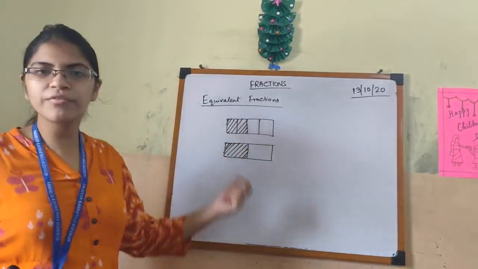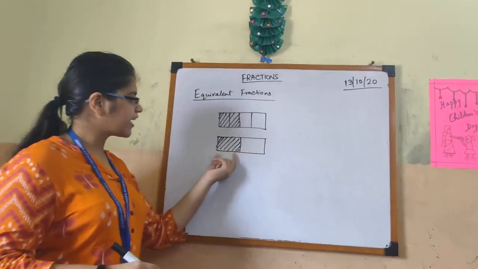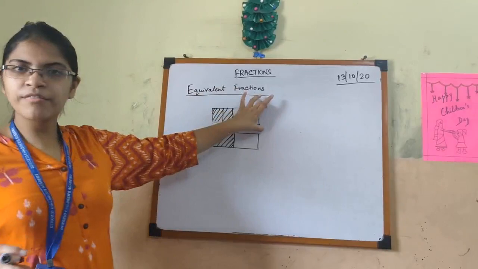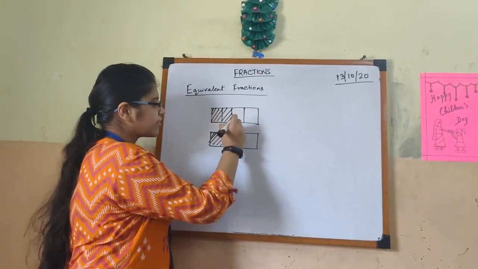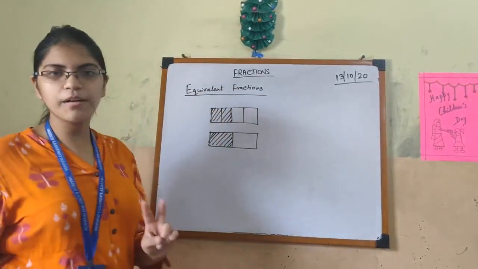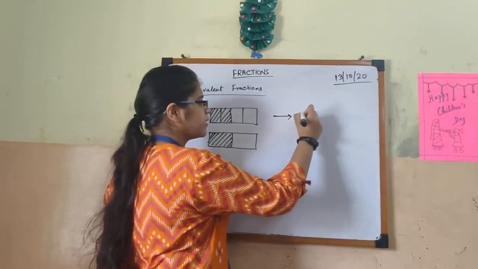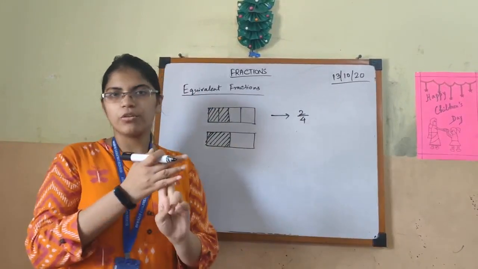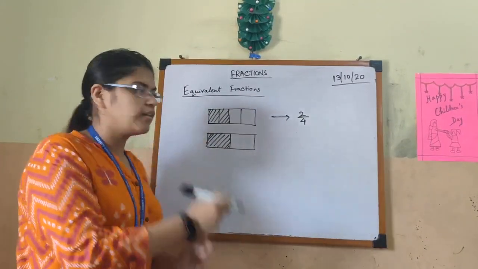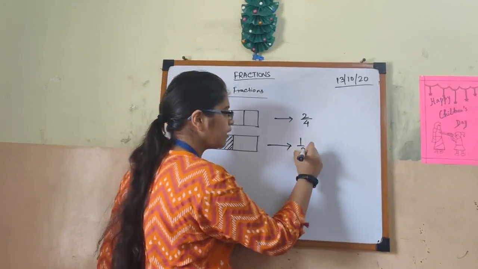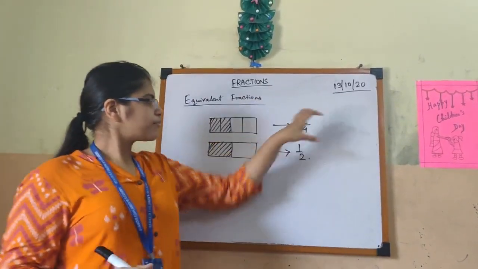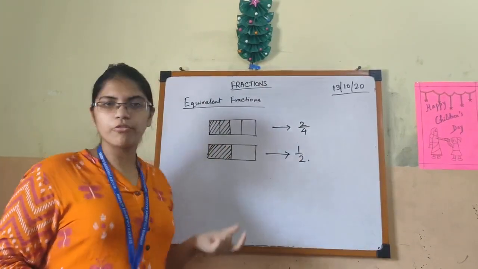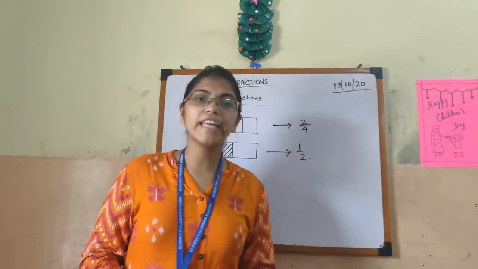If we look at this figure properly, we will see that the shaded part in both the cases is equal. But what will be the fraction of the shaded part? In this case the total parts are 4 and shaded parts are 2, so the fraction will be 2 by 4. But in this case the total parts are 2 and shaded part is 1, so our fraction will be 1 by 2. Both the fractions are different, but they denote the same amount. These types of fractions are called equivalent fractions.